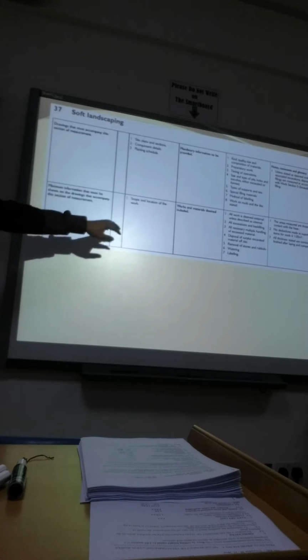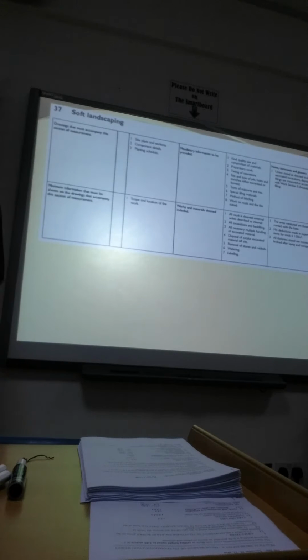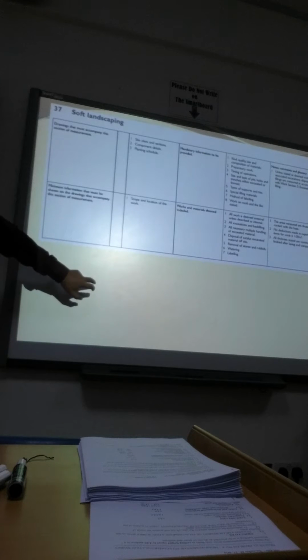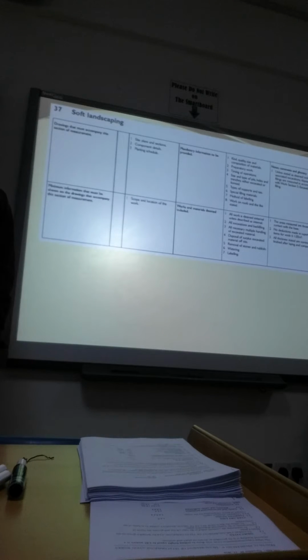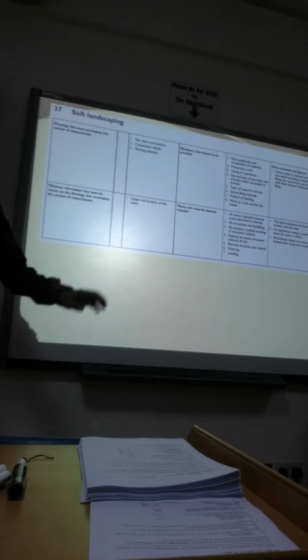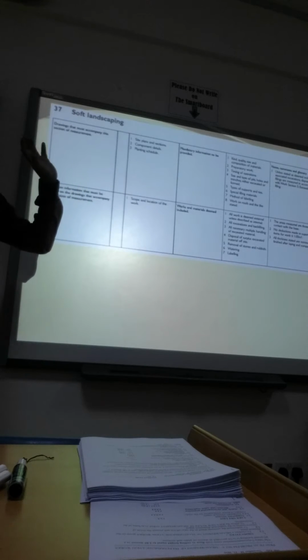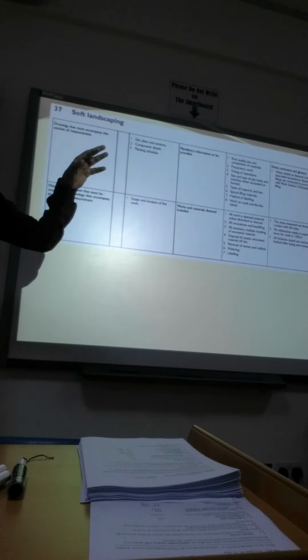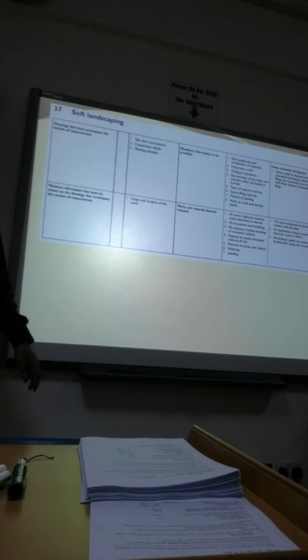Then also, you need the scope and location of the work. What will be the scope of your soft landscaping, and the location, where it will be. These are mandatory, meaning that this is required. Okay, you need to have the site plans, the section, the component details, and then the planting schedule.